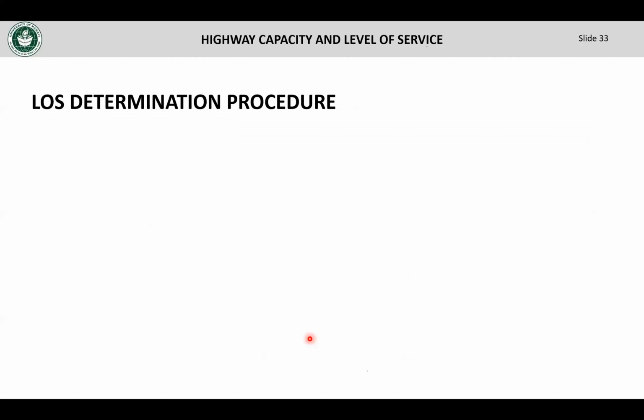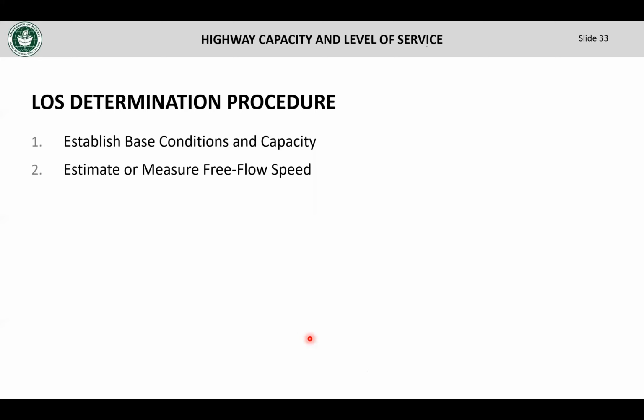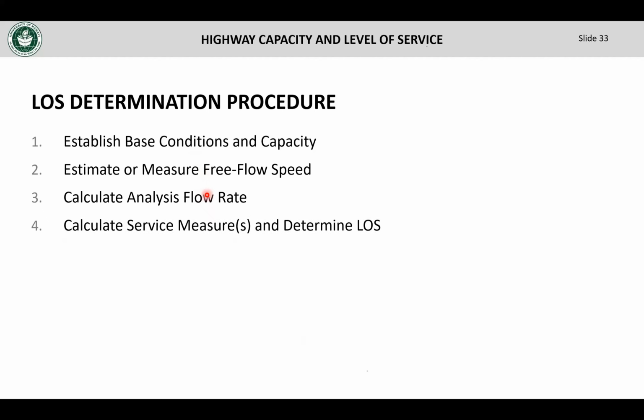So let's talk about the determination procedure for level of service. It has 4 steps. First, we need to establish base conditions and capacity. Then we're going to estimate or measure the free flow speed. We're going to calculate an analysis flow rate, and you're going to see these are the 2 main things we need to do in this procedure. And with that information, we're going to calculate a service measure and determine the level of service. Okay, so this is a very rough idea of what we have to do.